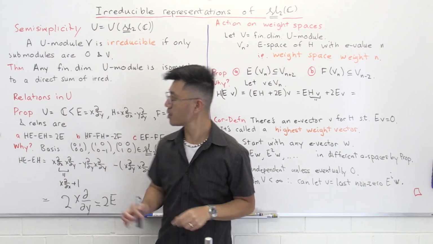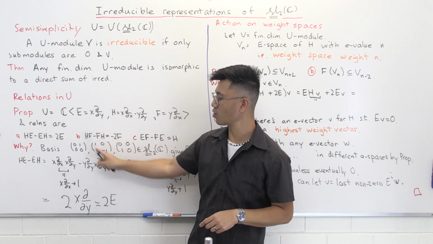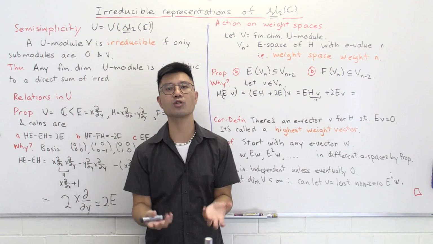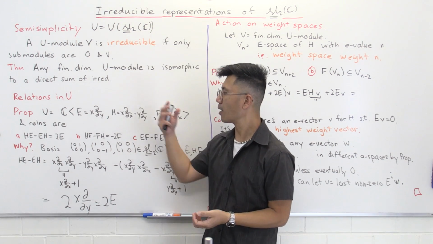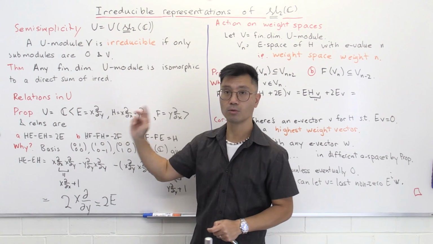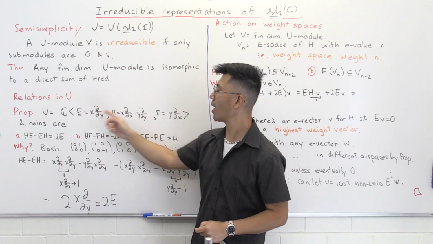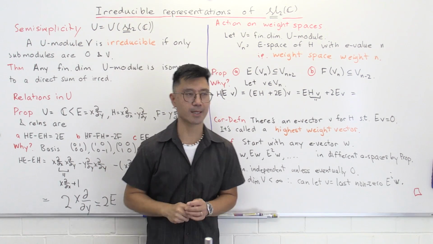So what we're going to do is look at this nice element here, H, which corresponds to this diagonal matrix, and we're going to first look at the eigenspaces of that. If you want to get a submodule, it has to be invariant under E, H, and F, and in particular invariant under H.